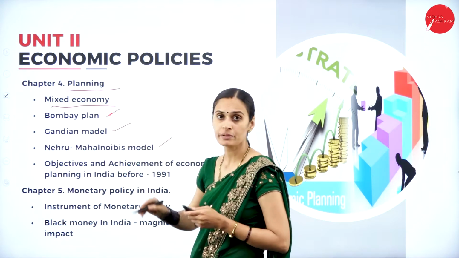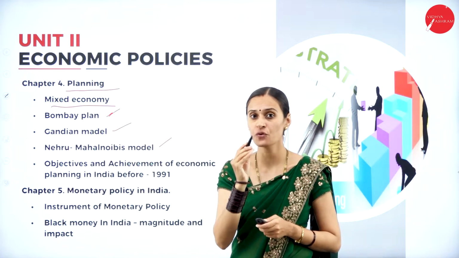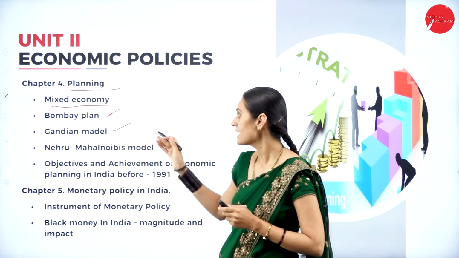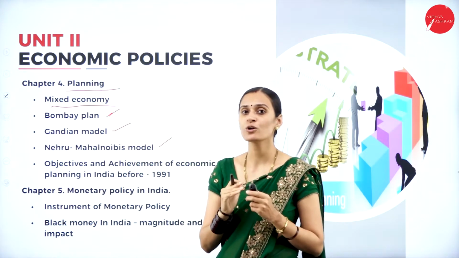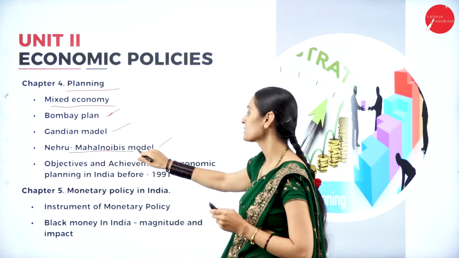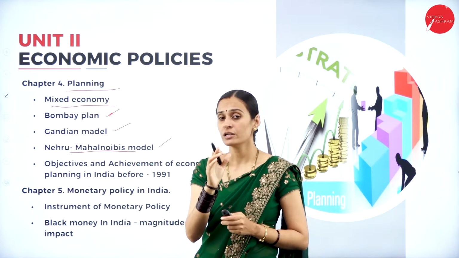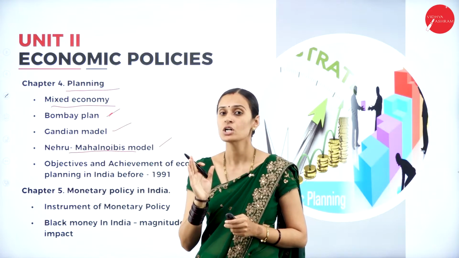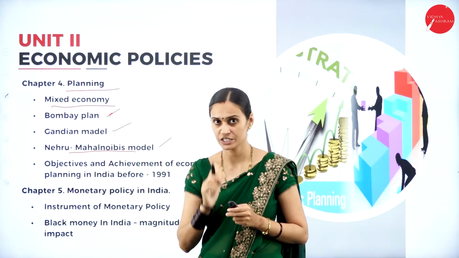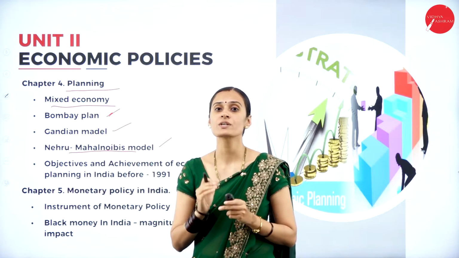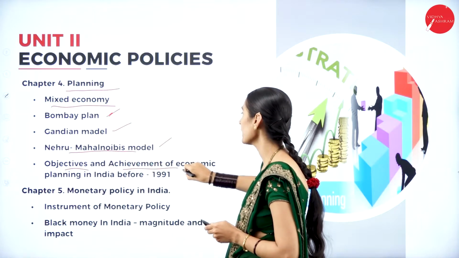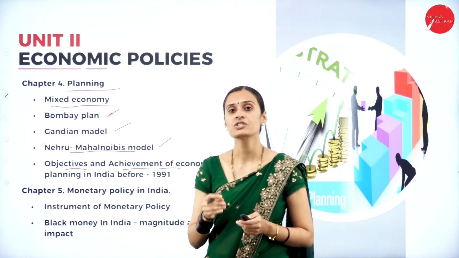The Bombay Plan was introduced in 1944. It focused on improving industrial sector development. The Gandhian model focused on improving the rural sector. Next, the Nehru and Mahalanobis model is also one of the important models framed before independence. This model focused on the inclusive development of the economy of our country, which means sector-wise development. And next, objectives and achievements of economic planning before 1991.